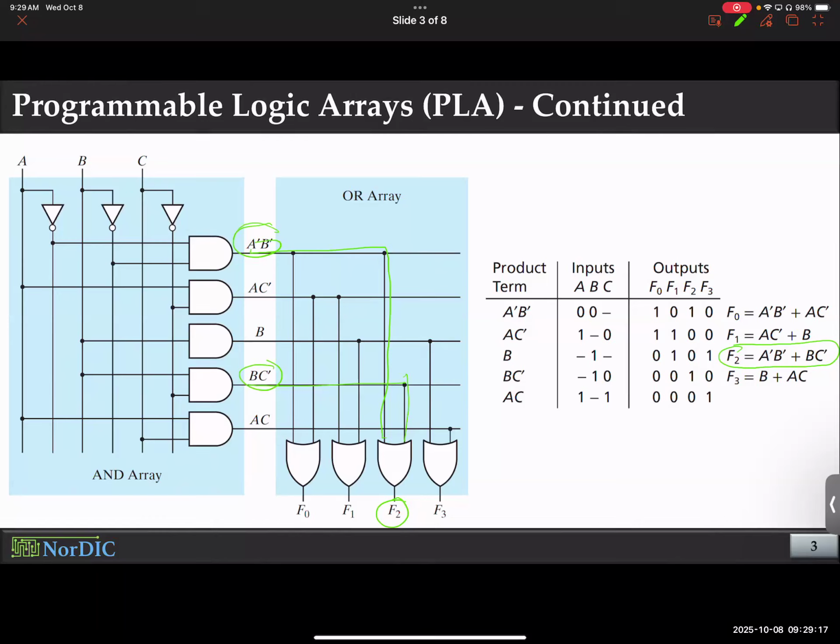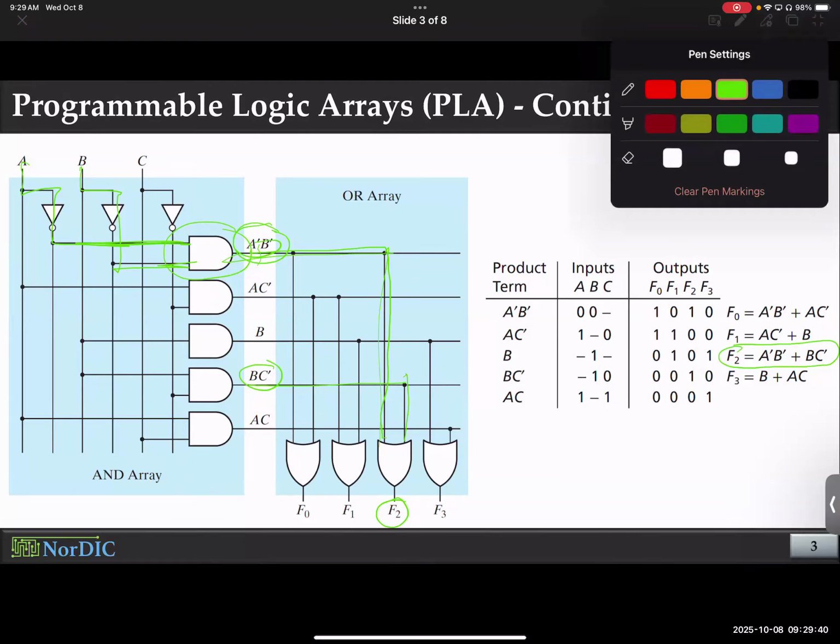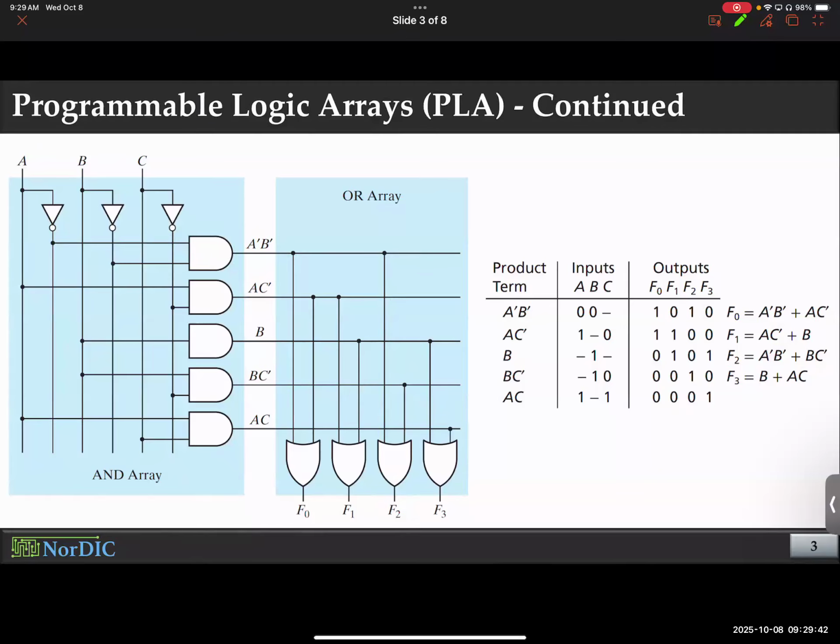Now, how can you make A prime B prime? You take the primed version of A and the primed version of B, and you use one of the AND gates to create A prime B prime, and then you feed it to the OR gate. Isn't that very straightforward, folks? So take a step back and track each one of these outputs, and hopefully this will make sense. That's exactly how you design any random output.